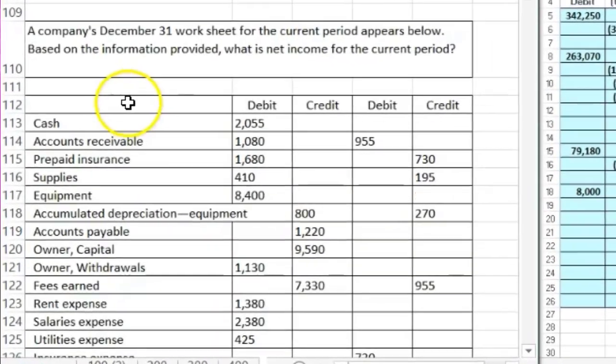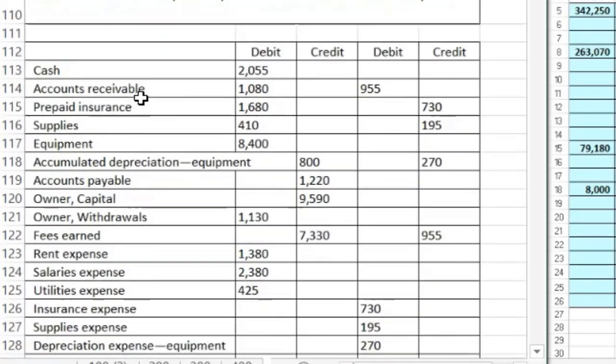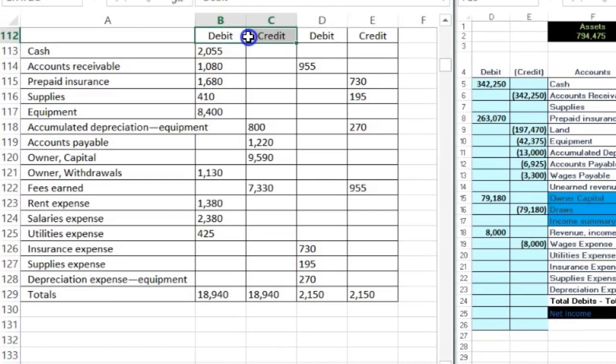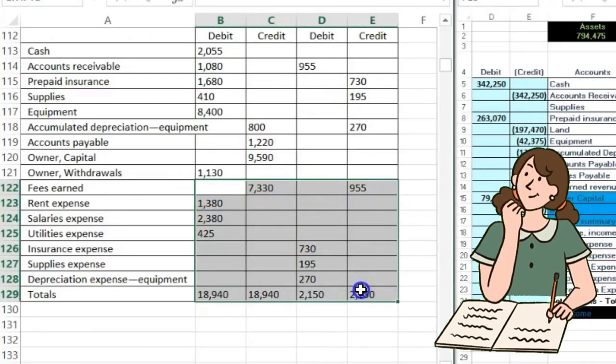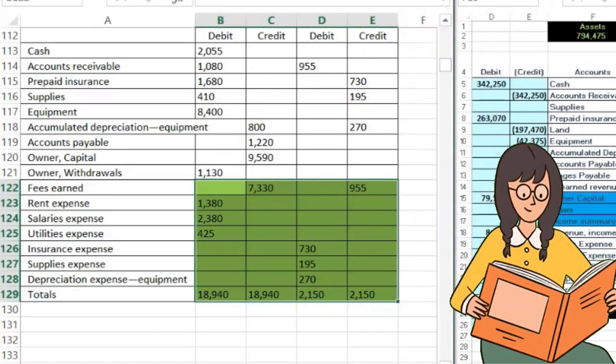So next one we have here, a company's December 31st worksheet for the current period appears below. Based on the information provided, what is net income? Now, what we have here is we've got debits and credits. This is going to be the beginning balance, and these are the adjustments. What we don't have is the last column over here, which would be the ending balance. So what we're looking for is net income. So we have these two columns. This is what we started with. We're looking down here. I'll just highlight this and make it a different color. We'll say this is green.